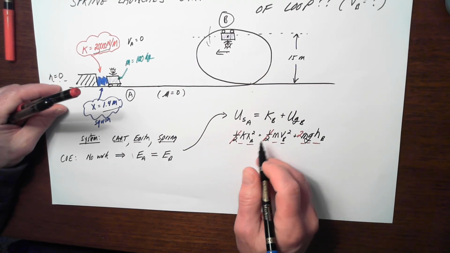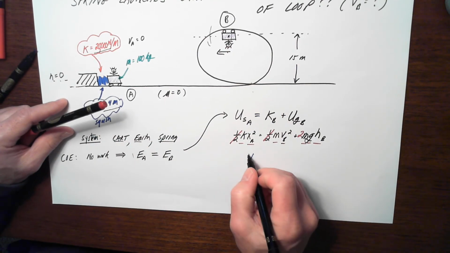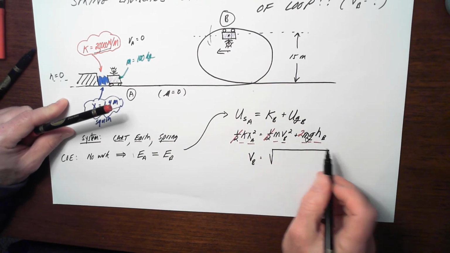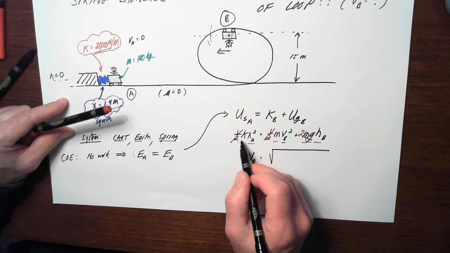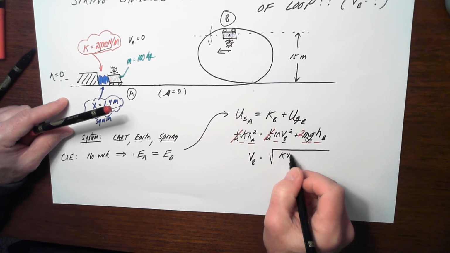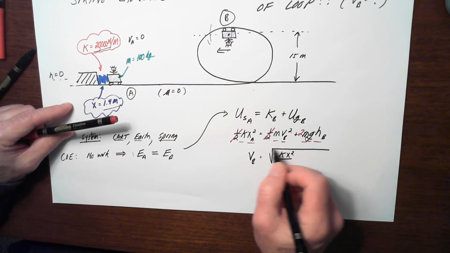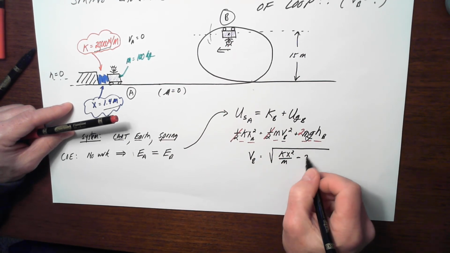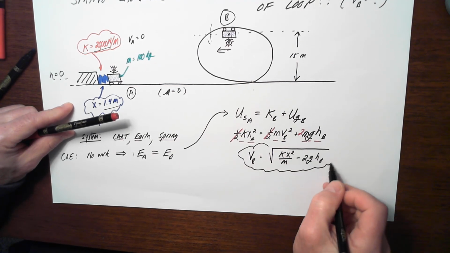You're just going to plug everything in, but let's write it out without the numbers. The speed at B equals the square root of, well, we need to push that over to there, so we have kx squared, happening at A, divided by m, you should do this yourself, and I think I'm doing this correctly, minus 2gh at B.